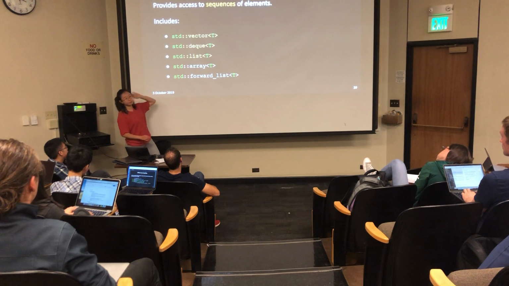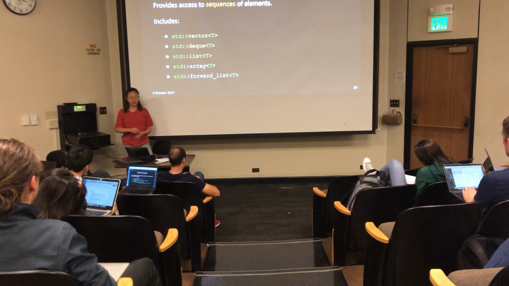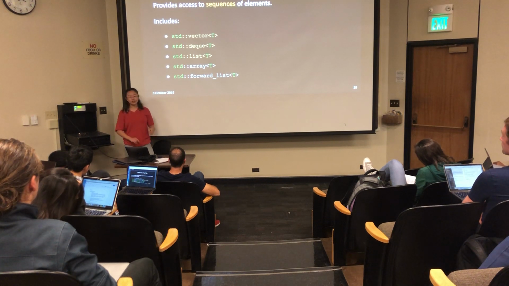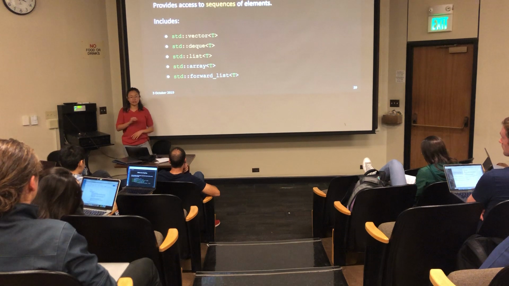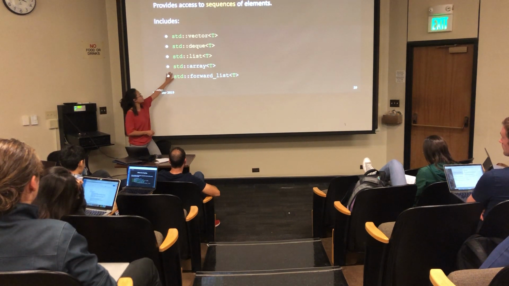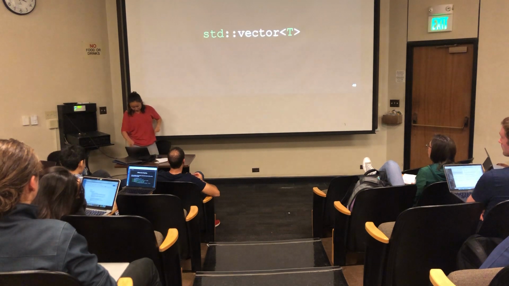For example, you might be very familiar with a vector from 106B or X that just covered it recently. And then these are actually the other four sequence containers that the STL defines. We won't be going into these bottom two, but we will be covering the first two.